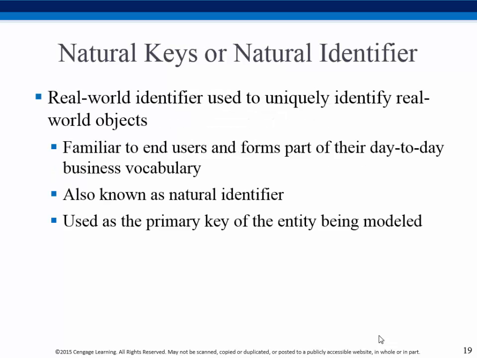The concept of a unique identifier is commonly encountered in the real world. For example, you use class or section numbers to register for classes, invoice numbers to identify specific invoices, and account numbers to identify credit cards. Those examples illustrate natural identifiers or keys. A natural key or identifier is a real-world, generally accepted identifier used to uniquely identify real-world objects. As its name implies, a natural key is familiar to end users and forms part of their day-to-day business vocabulary.